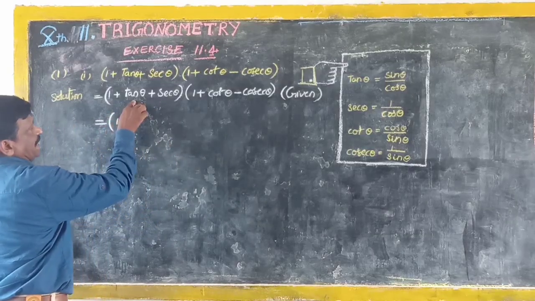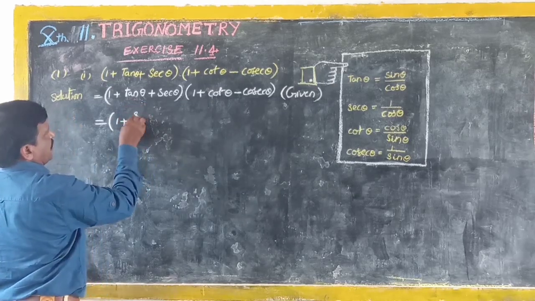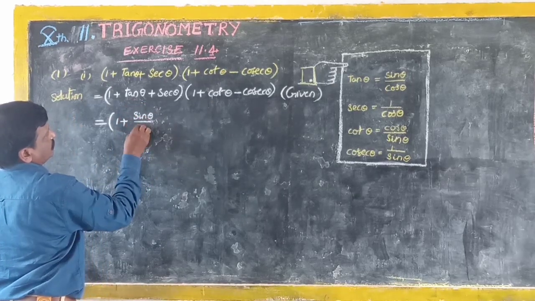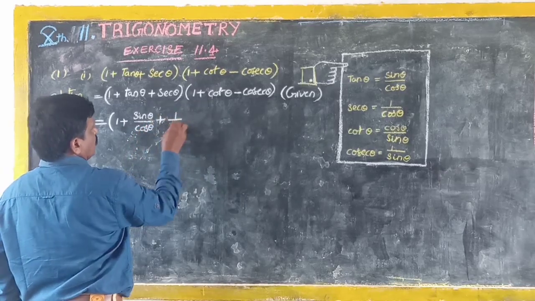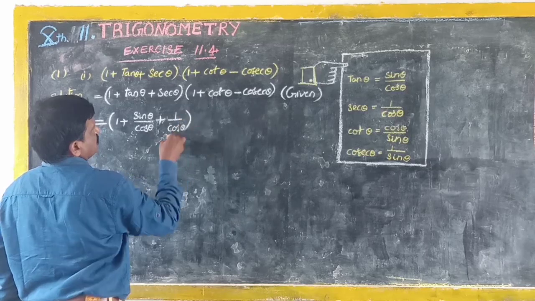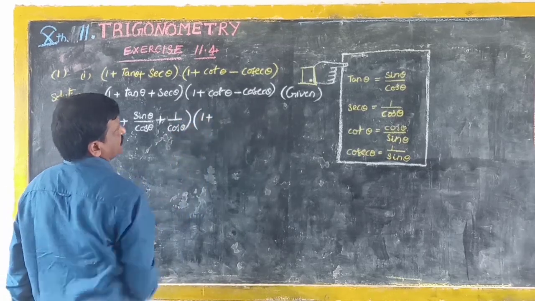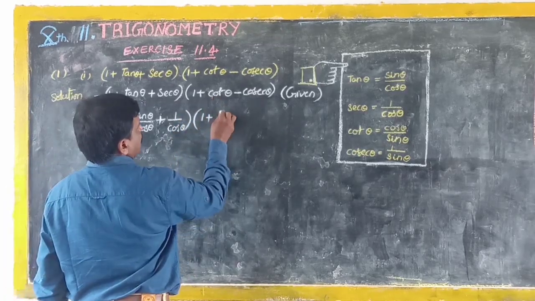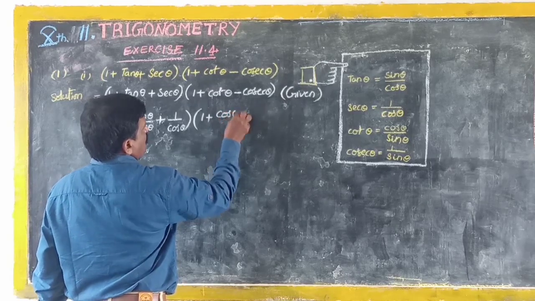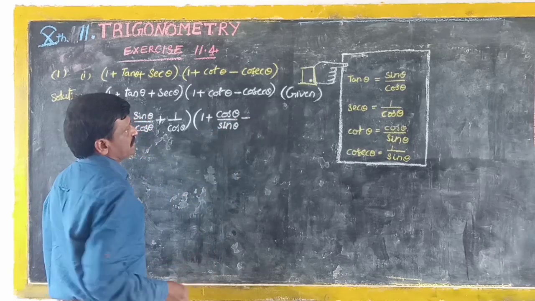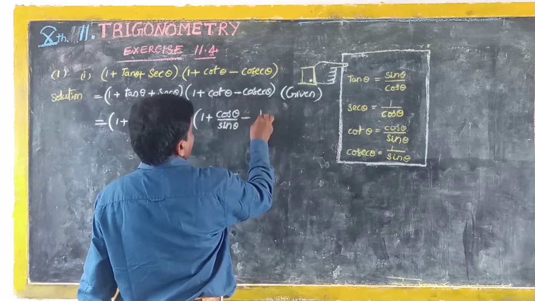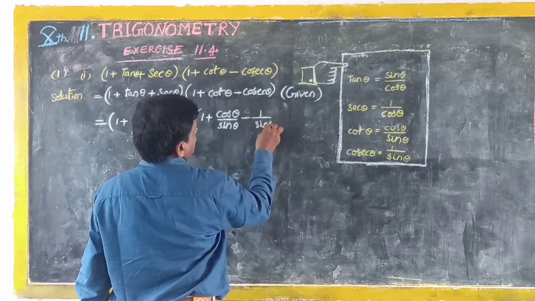1 plus tan theta, which is sin theta by cos theta, plus secant theta, which is 1 by cos theta, into 1 plus cot theta, which is cos theta by sin theta, minus cosecant theta, which is 1 by sin theta.